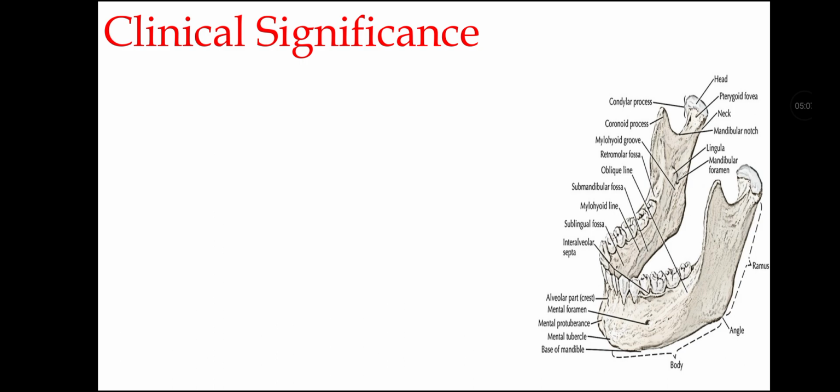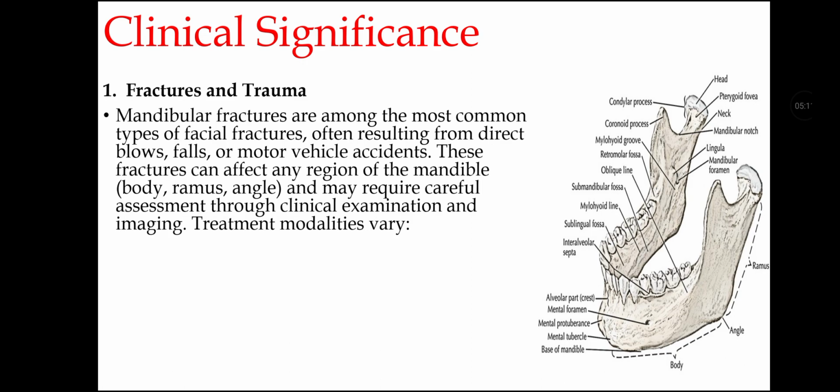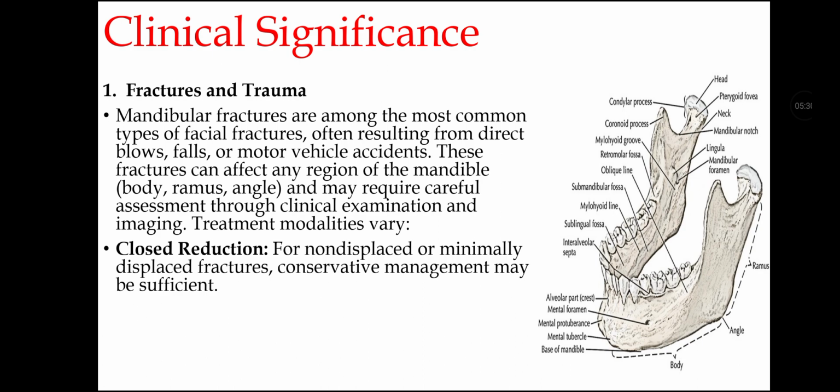Further, we will talk about the clinical significance of the mandible. There are fractures and traumas. Mandibular fractures are among the most common types of facial fracture, often resulting from direct blows, falls, or motor vehicle accidents. These fractures can affect any region of the mandible, body, ramus, angle, and may require careful assessment through clinical examination and imaging. Treatment modalities vary. Among them is closed reduction, that is for non-displaced and minimally displaced fractures.